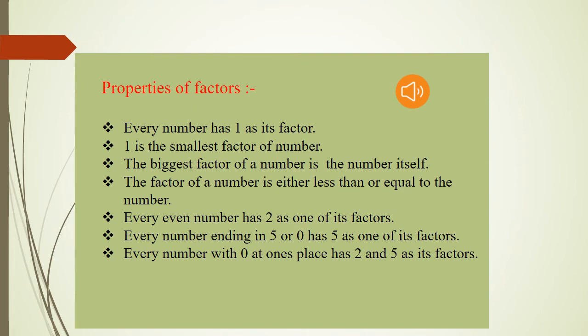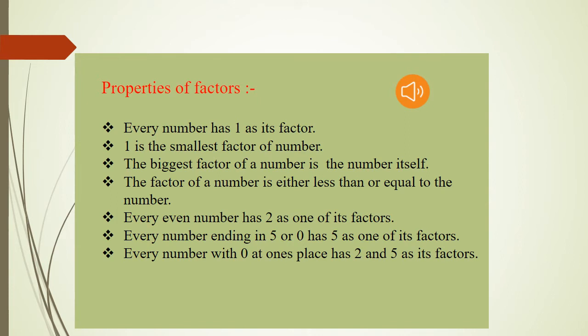Let's see the properties of factors. Every number has 1 as its factor. 1 is the smallest factor of a number. The biggest factor of a number is the number itself. The factor of a number is either less than or equal to the number.